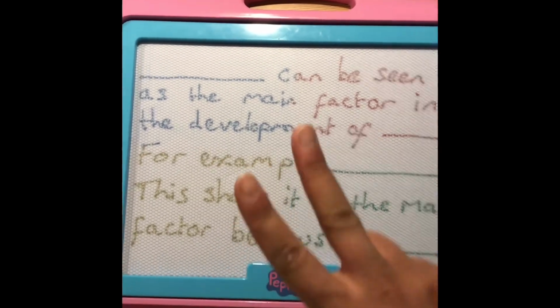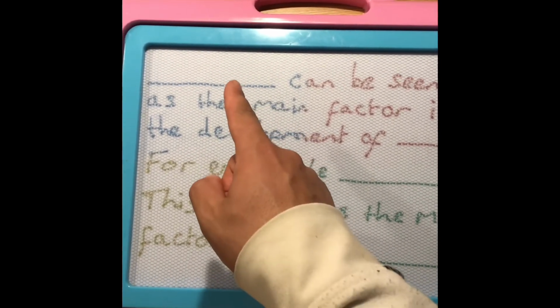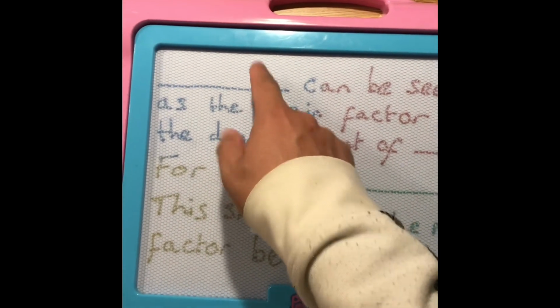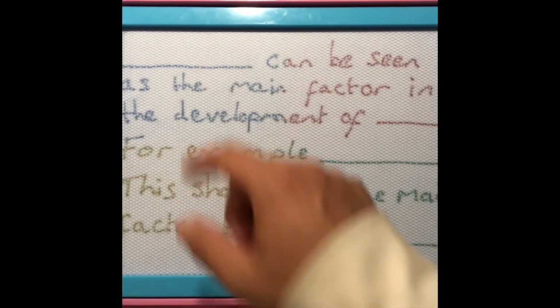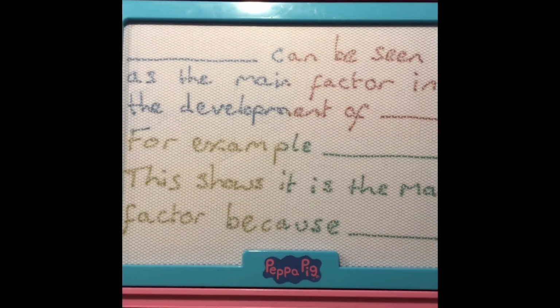Then your second paragraph is going to be about a second factor. It's the same structure, do it the same way. Don't try and change it, okay?